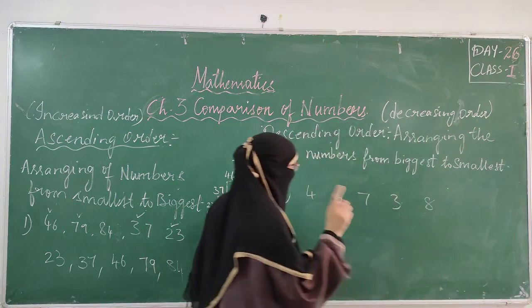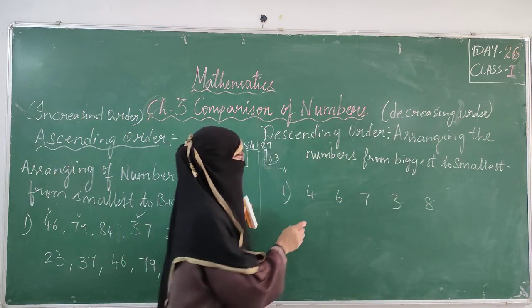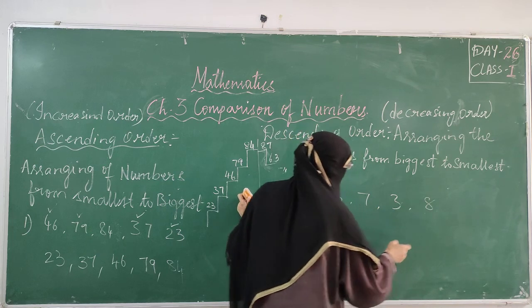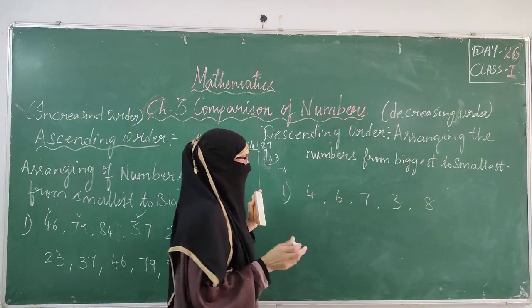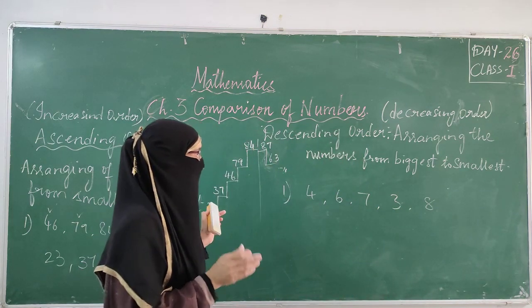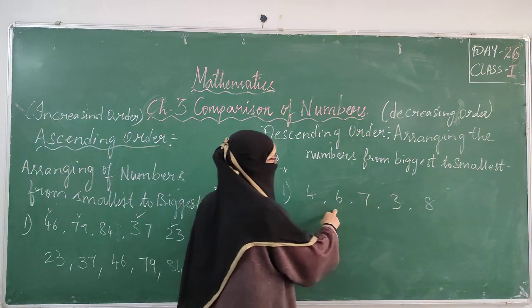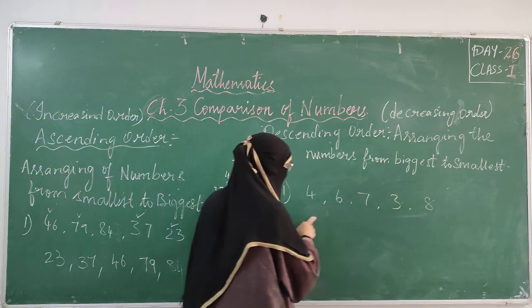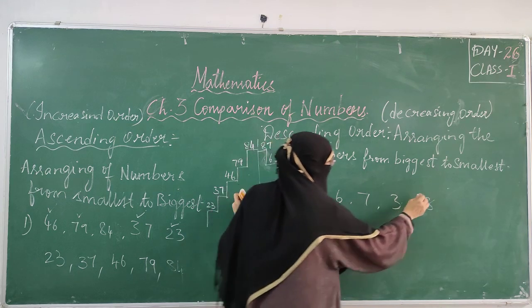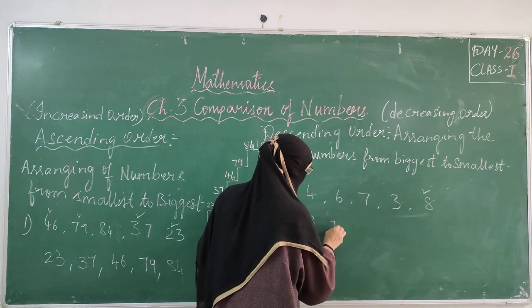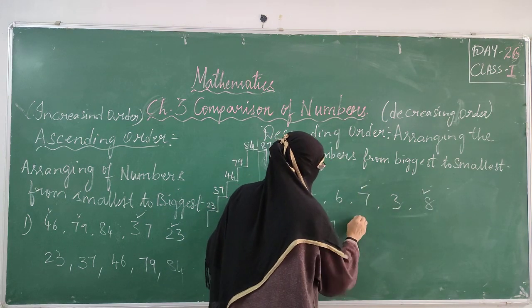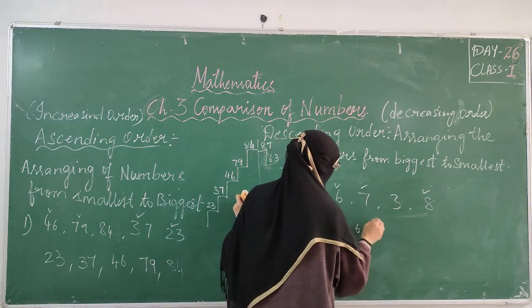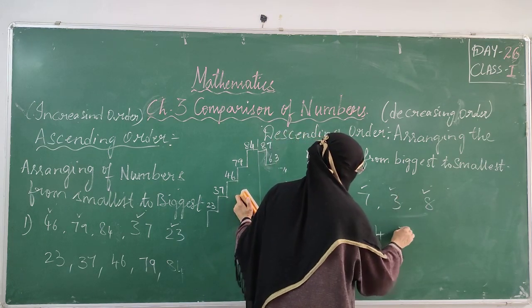Now, these are the single digit numbers. So how are we going to arrange these single digit numbers? There is no need to see the place value here, as we have only one digit. So 4, 6, 7, 3, 8. Which is the biggest number here? 8 is the biggest number, then 7, then comes 6, then comes 4, then comes 3.